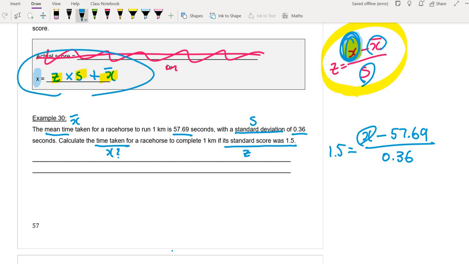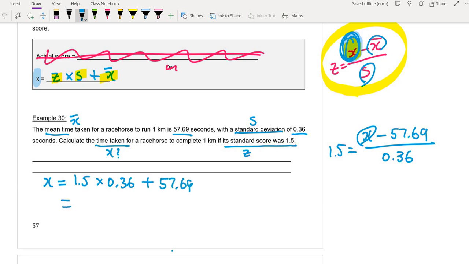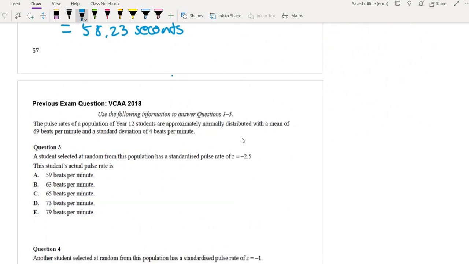Obviously, you can also use this rearranged formula, which is the same formula, just rearranged. I might do that here. So X is what we're looking for, equals Z times standard deviation plus the mean. Again, it's gonna give you the same answer. And the answer you should get, I have it right here, which is seconds. Amazing. I think that's it.